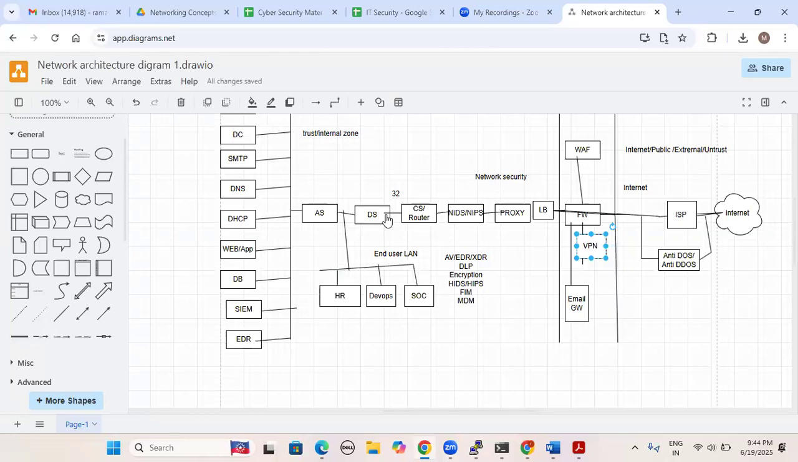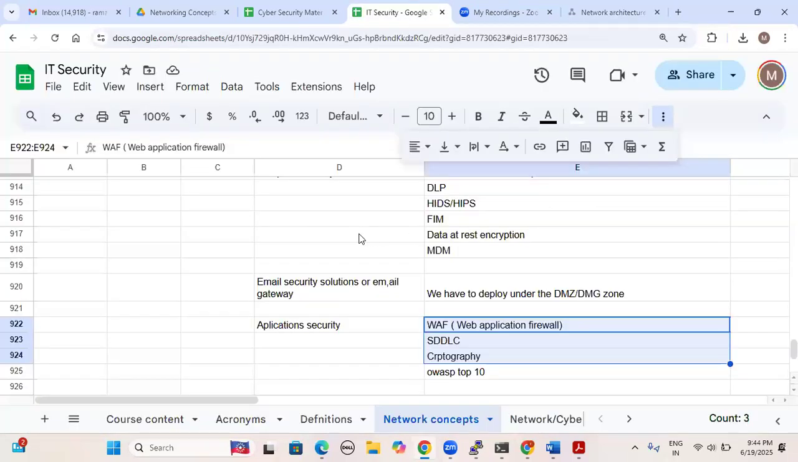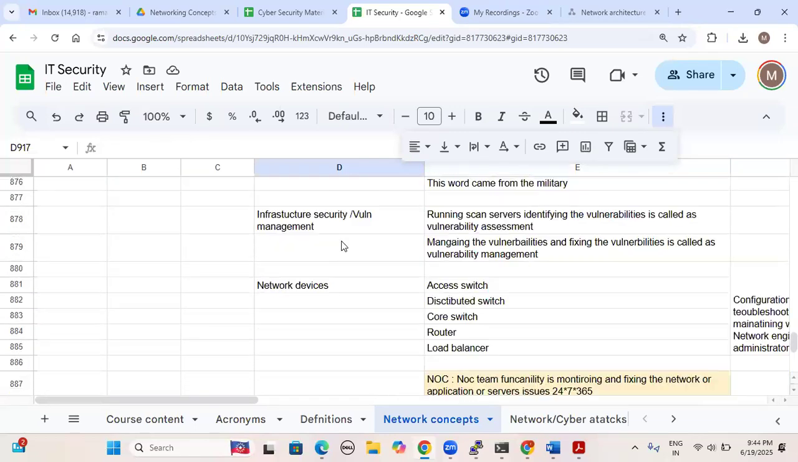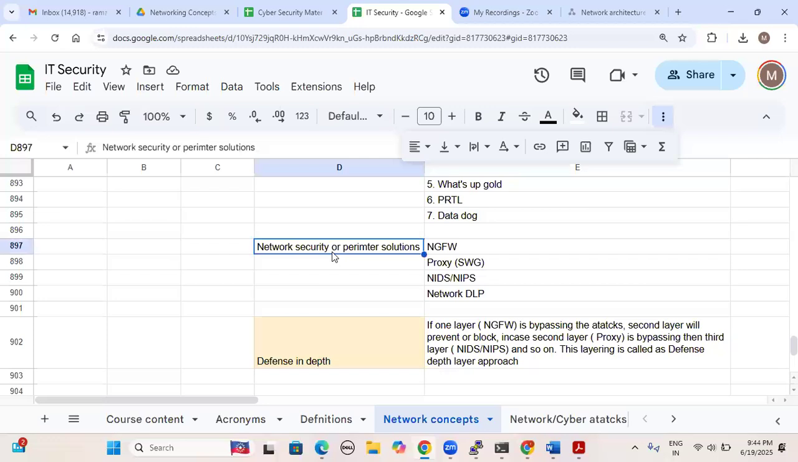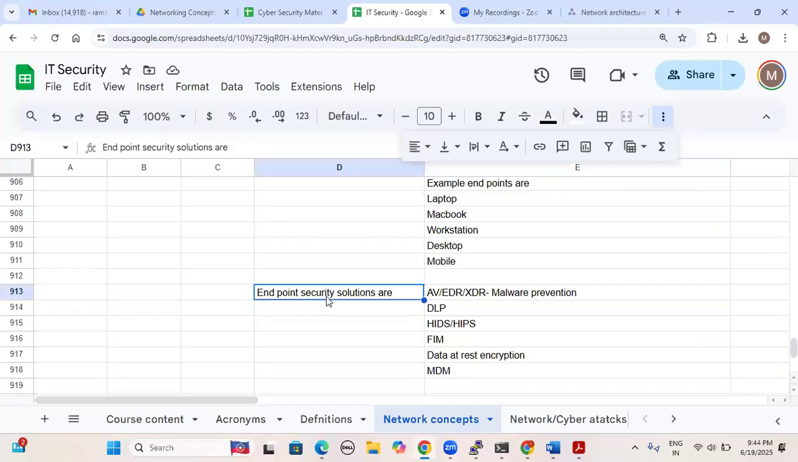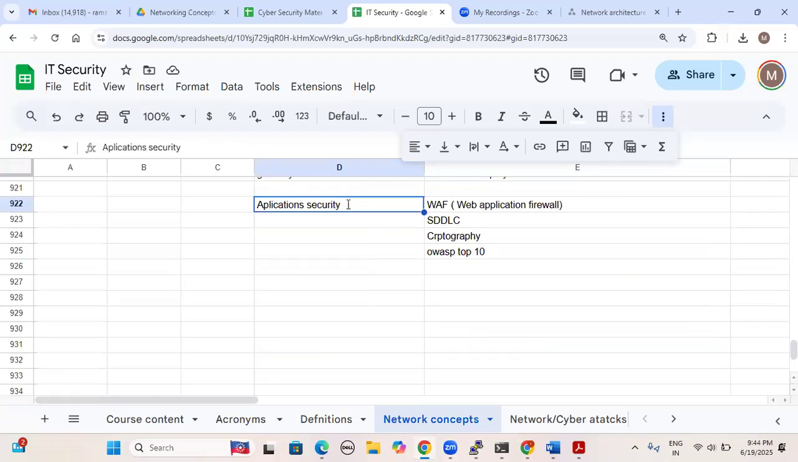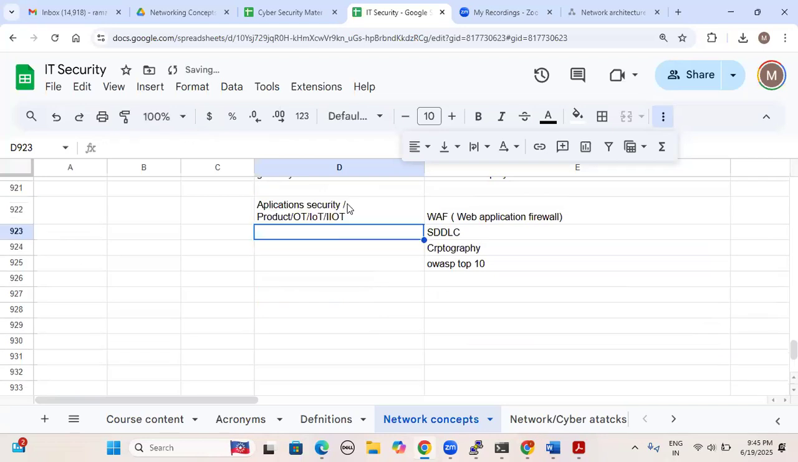I explained overall what all the different devices fall under. Now I will explain a couple of practical scenarios based on this network architecture diagram. Okay, so we completed information security. We completed network security. We completed endpoint security. Next one, we completed application security. And here it will fall under the product also. Here it will fall under OT, operational technology, IoT, Internet of Things, and IIoT, Industrial Internet of Things. So these things also will fall under the same SSDLC life cycle.